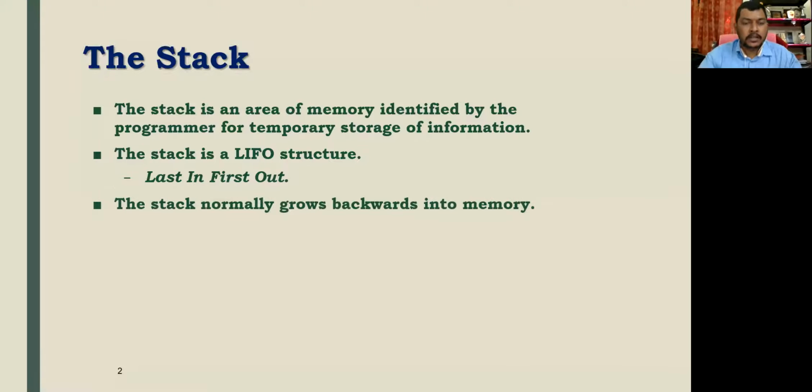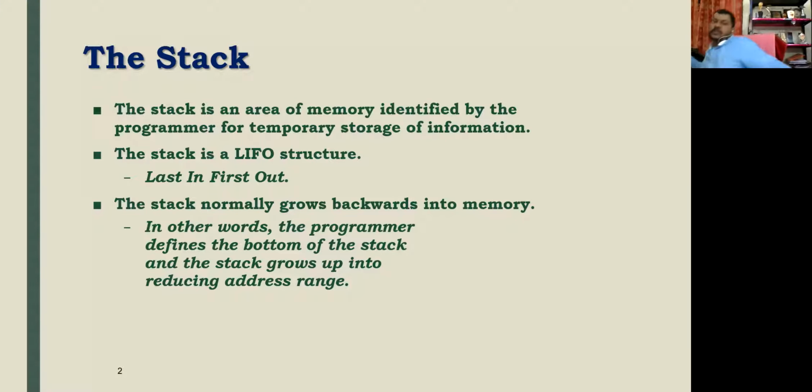And the stack normally grows backwards into the memory, यानी एकदम नीचे लास्ट में रहती है और हम लोग उसको specify भी कर सकते हैं. So that can be loaded also. So in other words, the programmer defines the bottom of the stack and stack grows up into reducing address range, right? So सबसे टॉप पर पहले आएगा और फिर हम लोग ऊपर ऊपर ऊपर उसको जाते जाएंगे. So this is about, just hold it for a second, yeah.